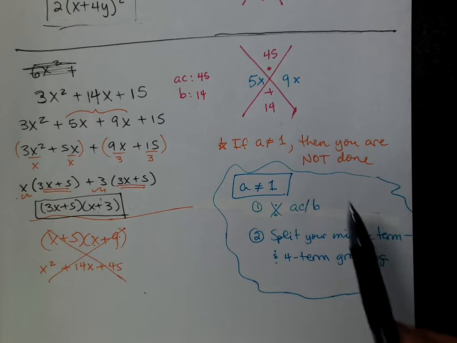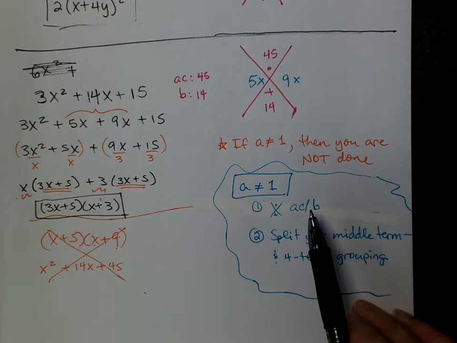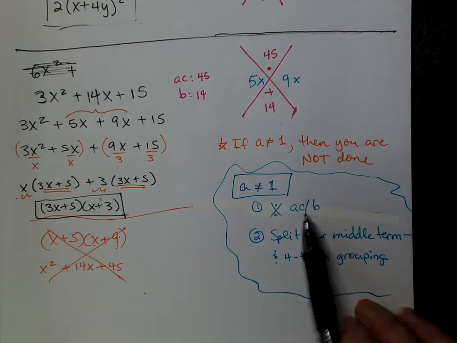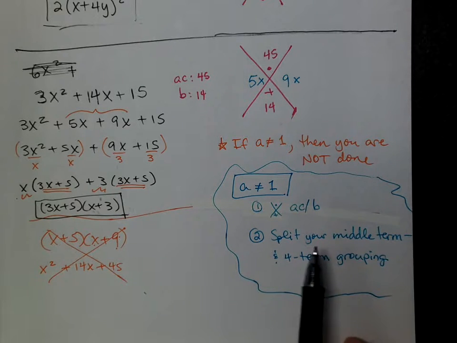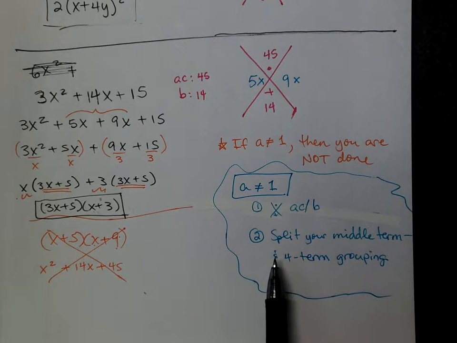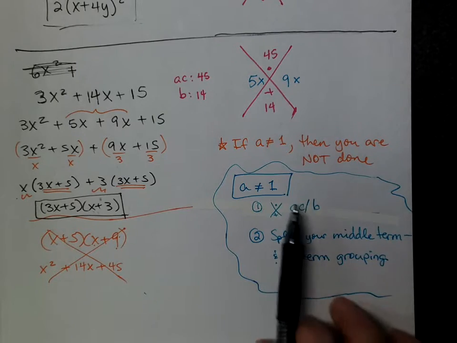So if A is not 1, then your first step is the same as when A is 1. Do your ACB, crunch the numbers. And if A were 1, then that's it. Those two numbers are your two numbers, x plus and x minus. But if A is not 1, you have one more step. Just use that magic pair of numbers.